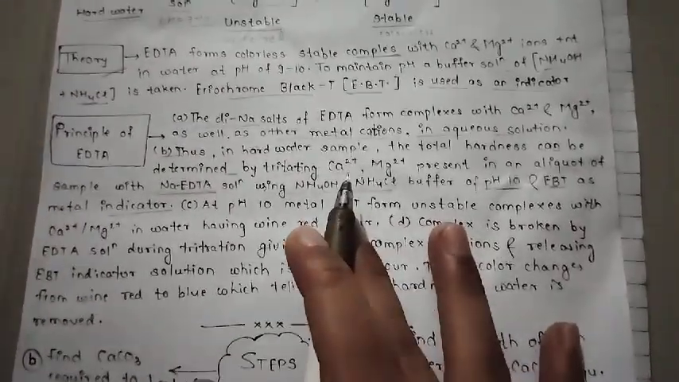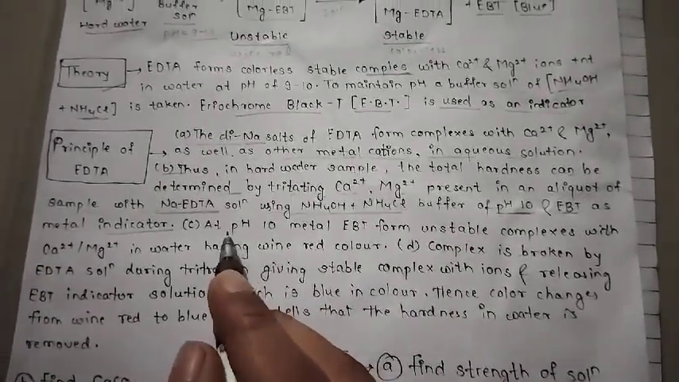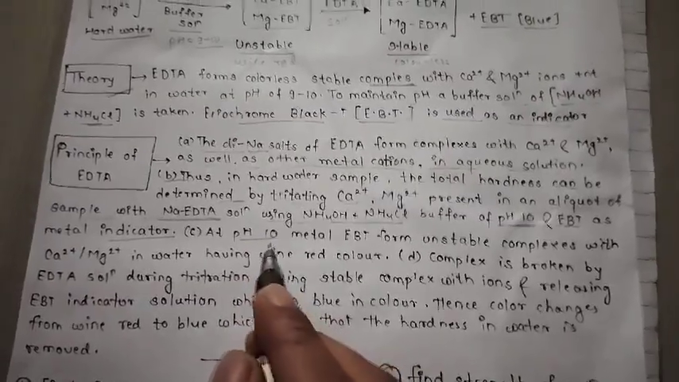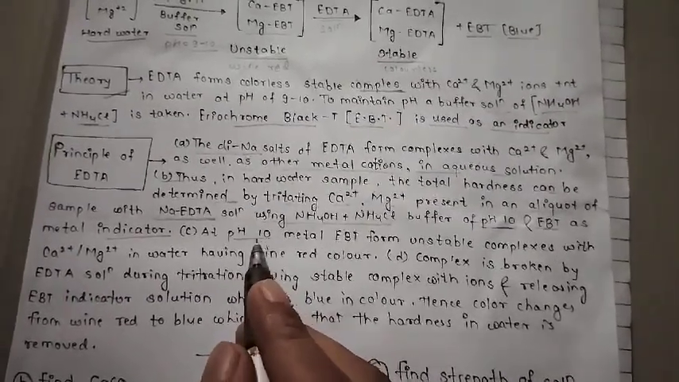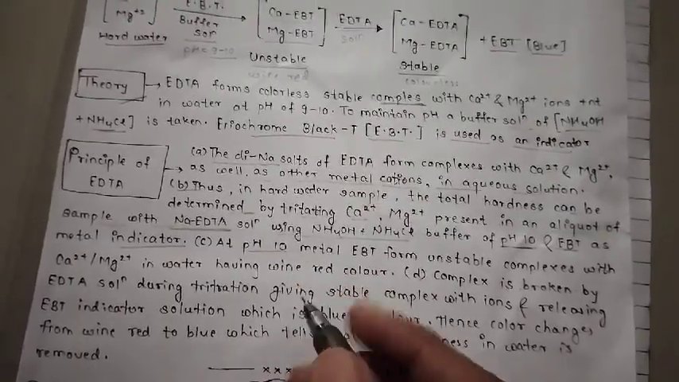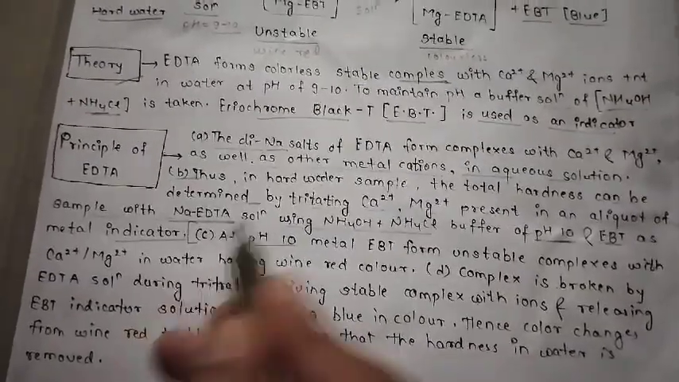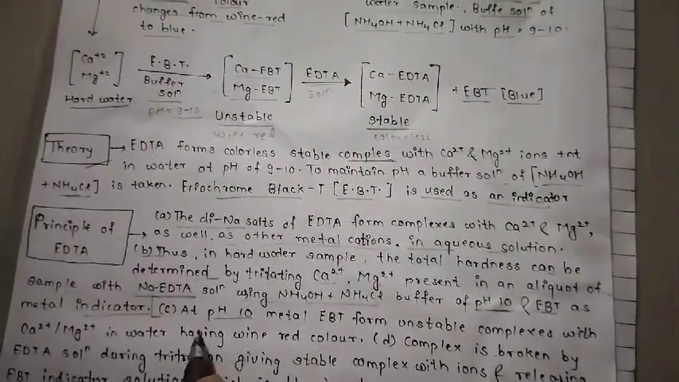Guys, you have to take the EBT as metal indicator for this reaction at pH 10. Now guys, we are explaining the reaction, what is happening, how EDTA reacts with the metal complex, how we can identify the hardness. So from point C we are explaining the reaction which we have seen above.